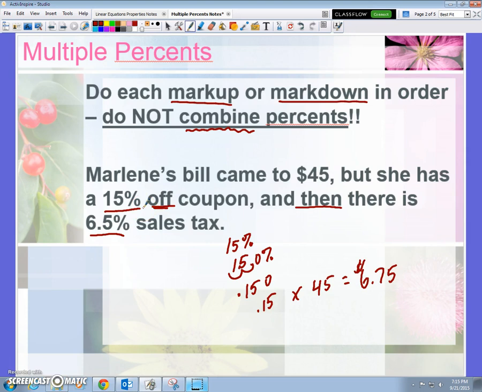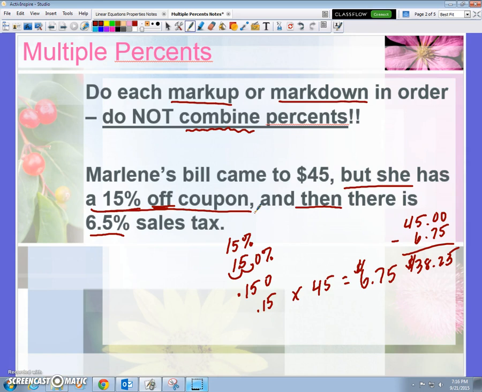So the next thing I need to do is, I'm starting with $45, but they're giving me a $6.75 discount. So 45 minus $6.75 is $38.25. Now I'm not done yet though. My new total is $38.25. She has a 15% off coupon. That tells me that I'm going to actually pay $38.25. However, that doesn't exclude me from sales tax. I still have to pay my sales tax.